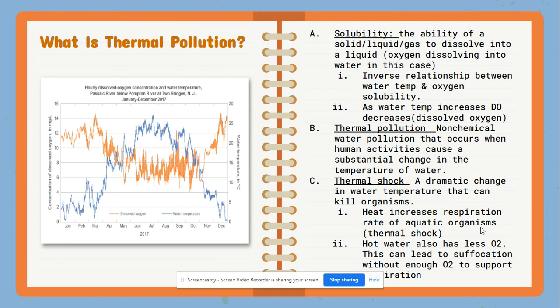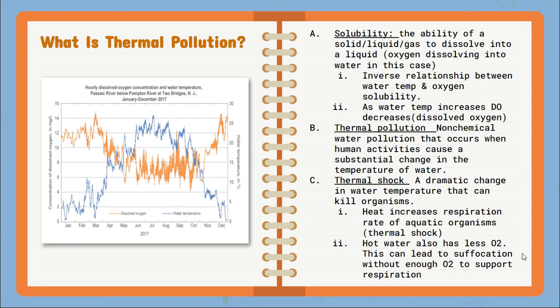Now, thermal pollution, guys, is a non-chemical form of pollution that you may not necessarily always think about, but because of what we know about temperature as well as solubility of oxygen, it can play a role in how much oxygen is available in a waterway at any given time. So to understand how thermal pollution works, we need to first understand the definition of solubility.